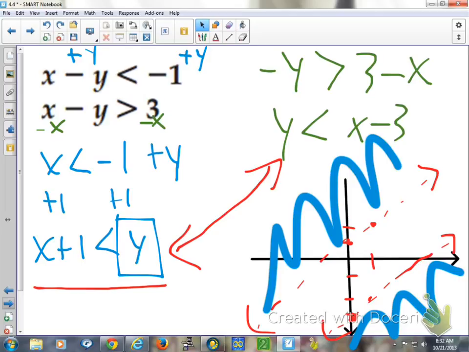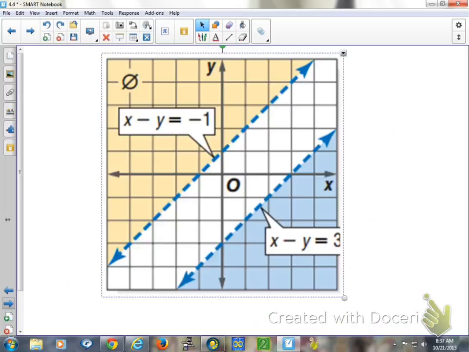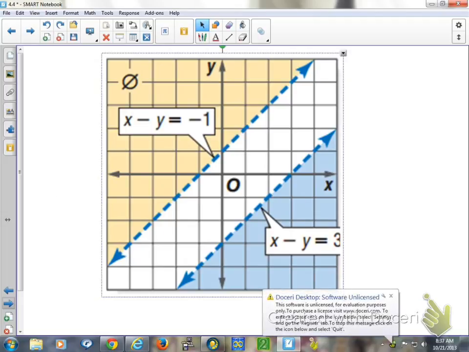And here's a better picture of that graph. This is exactly what we just did. See? The no solution symbol. Because this shading and that shading never cross.